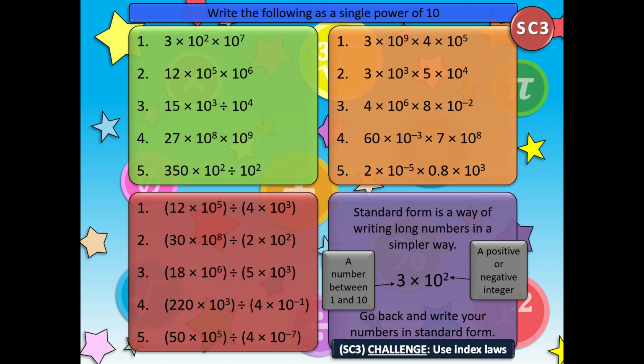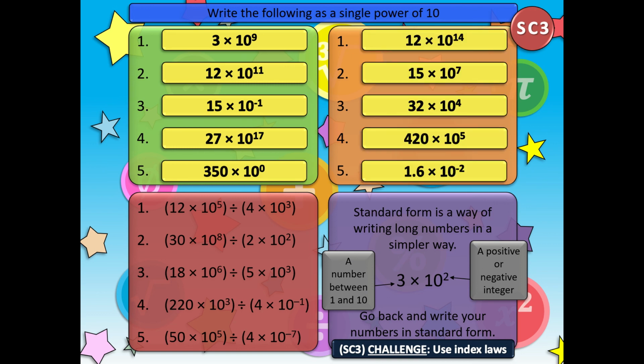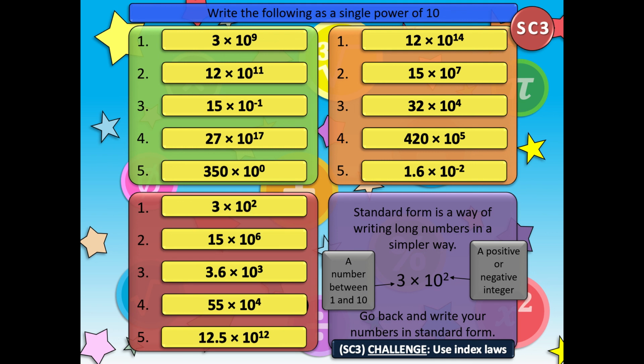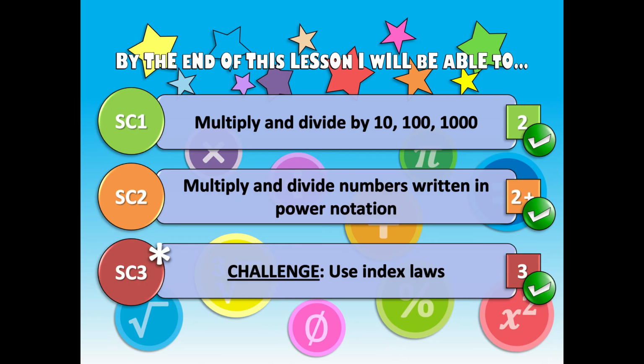Here are your answers. So there's your green answers. There's your amber answers. There's your red answers. And there are your purple answers. And now we've completed success criteria 3.